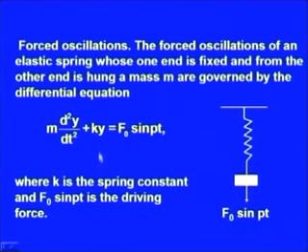And by Hooke's law we know that the spring force will be ky, because k is the spring constant and y is the displacement in the spring from the equilibrium position. So, ky will be the spring force. So, the resultant force, F0 sin pt, will be acting downwards, while the ky force will be acting upwards. So, the resultant force will be F0 sin pt minus ky, and that will be equal to m d²y/dt².